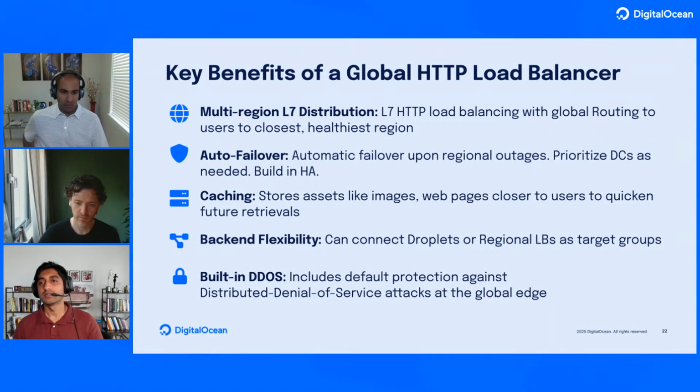Our global load balancer is a global HTTP load balancer, which means it's similar to regional HTTP. It's a layer 7 HTTP load balancer. It's going to route the users to the closest, healthiest server region. And it has HA built in, and it's going to automatically fail over based upon regional outages. So by default, it's going to be an active-active scenario.